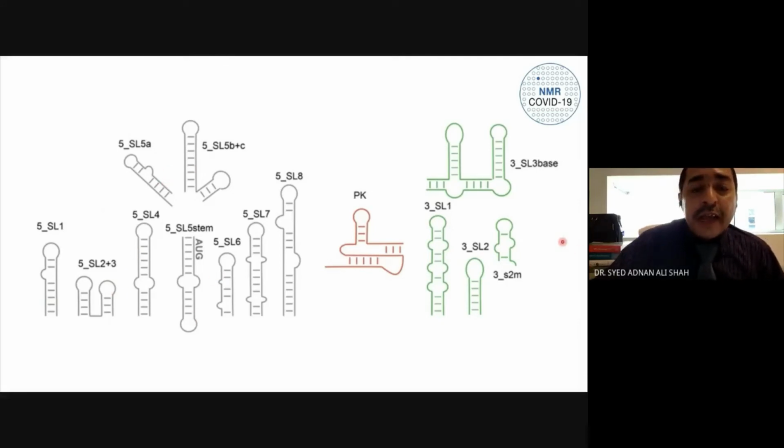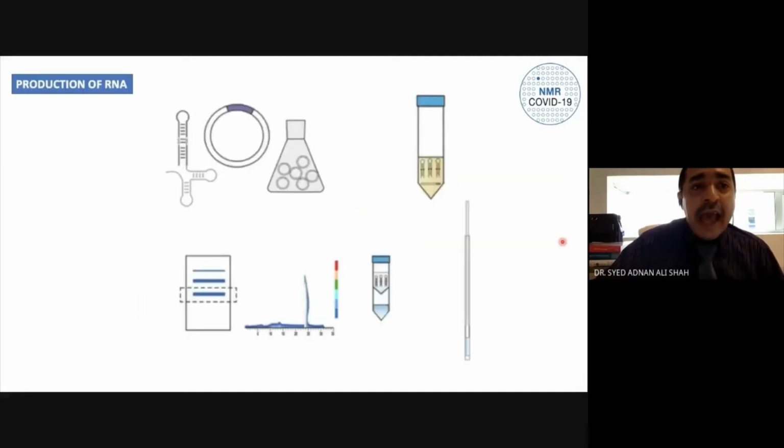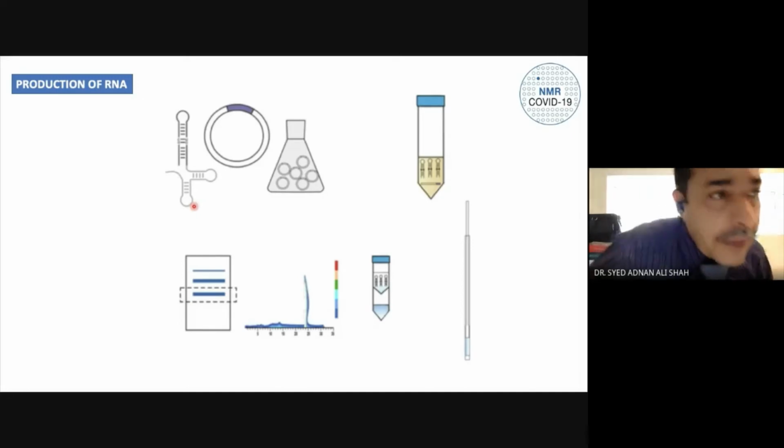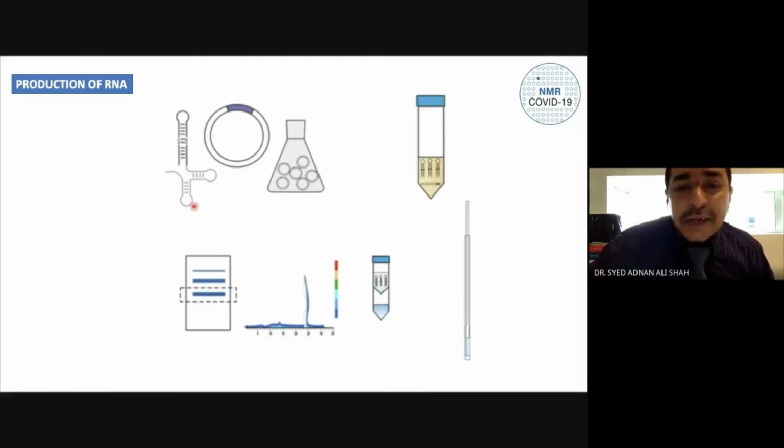After cutting this RNA into 14 different pieces, they started the production of the RNA in N15 labeled media. After the production of the RNA, they separated the RNA through gel electrophoresis, followed by recycling HPLC, and then subjected it to NMR spectroscopy.